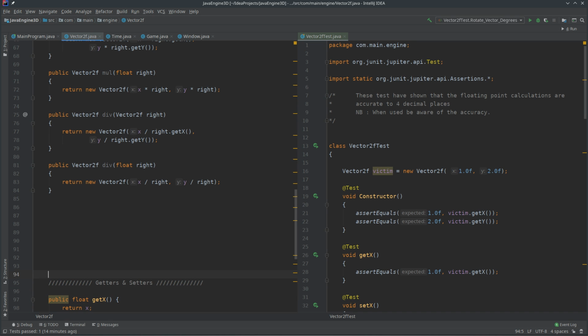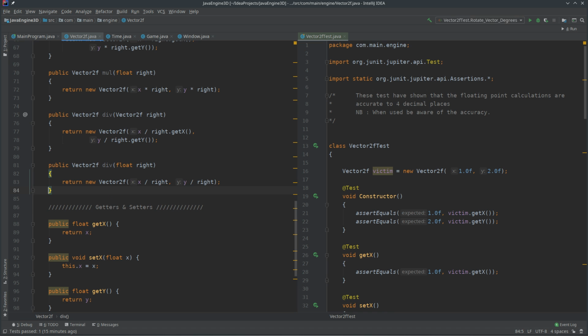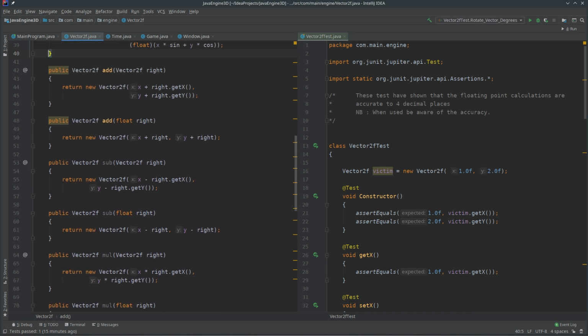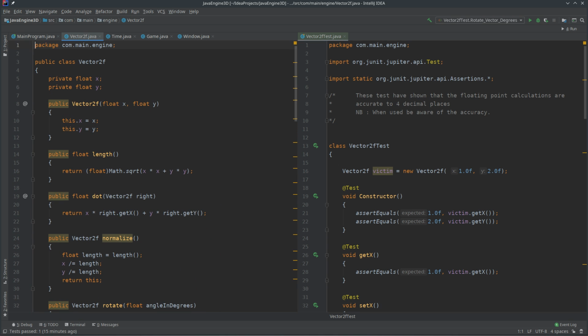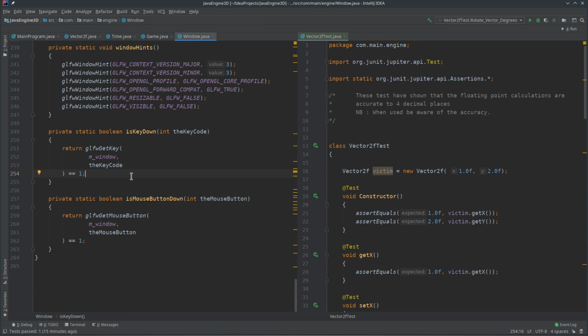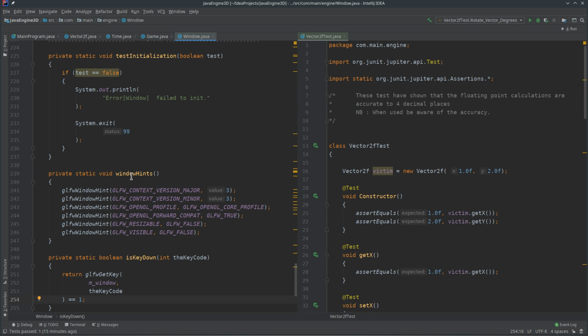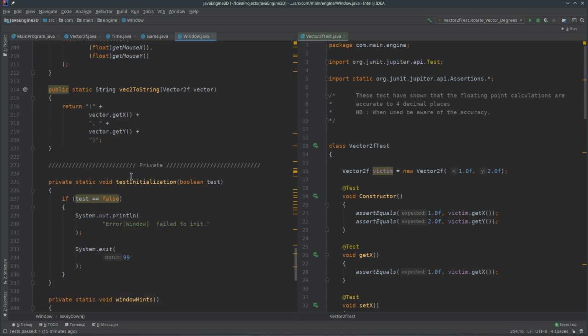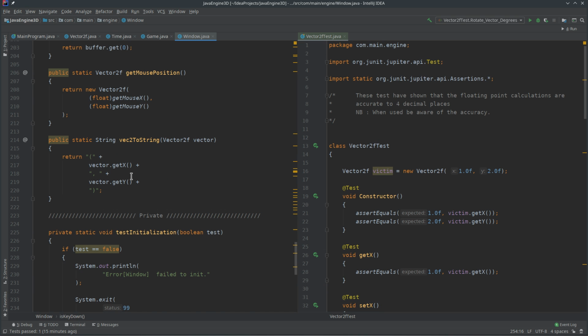Oh, right. So that's all the basic math functions done anyway. Okay. Java. Vector2f. Have we completed it? Yeah, I think we have. Anything else I can think of in my notes? Oh, God. Yes. Yeah, alright. I did something silly, didn't I? Where did I put it? In window. The key code. Test initialization. Okay. This. Vec2 to string. Right, let's take you out.